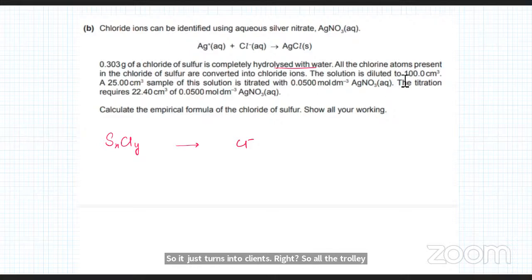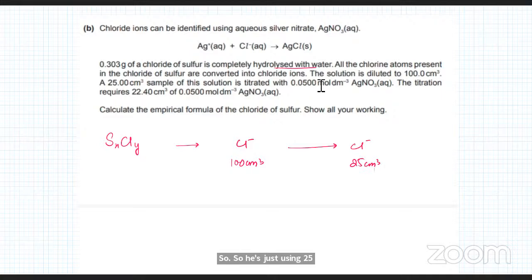The solution is diluted to 100 cm cube. Then he just takes 25 cm cube of this solution and titrates it with silver nitrate. With silver nitrate, I think it's 1:1. So he adds 0.05 mole per dm cube of silver ions, and the volume is 22.40 cm cube.